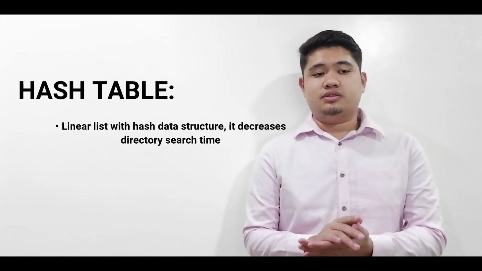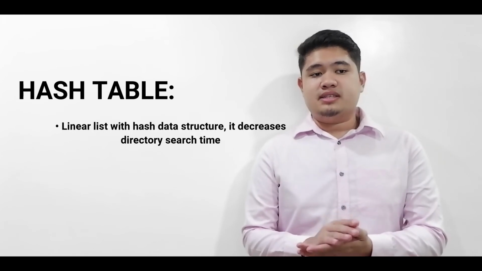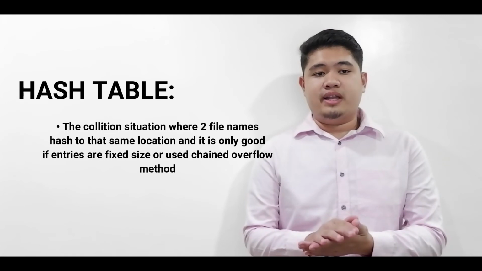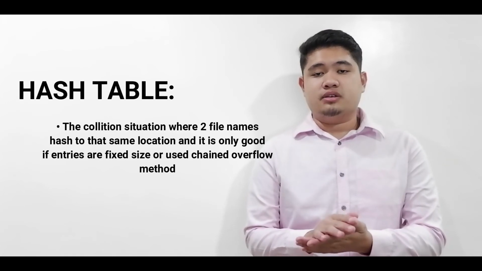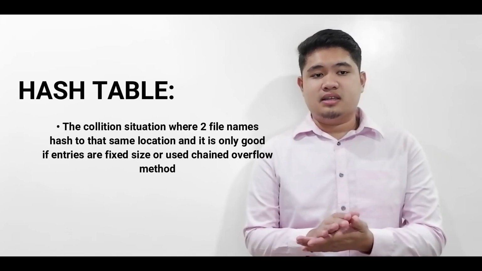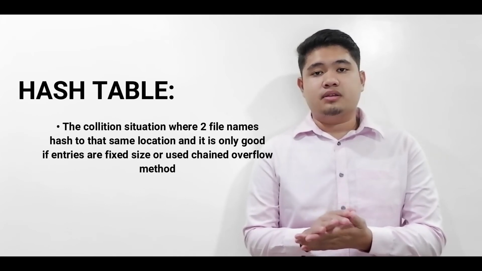Next is the hash table, a linear list with a hash data structure. It decreases directory search time, but there is the collision situation where two file names hash to the same location. And it is only good if entries are fixed size or use the chained overflow method.